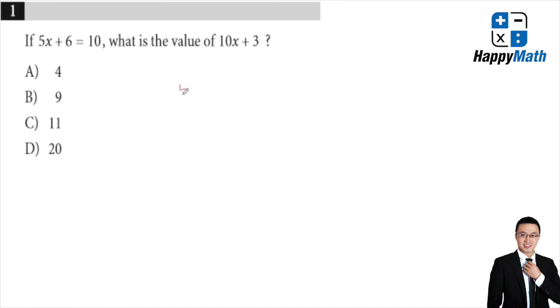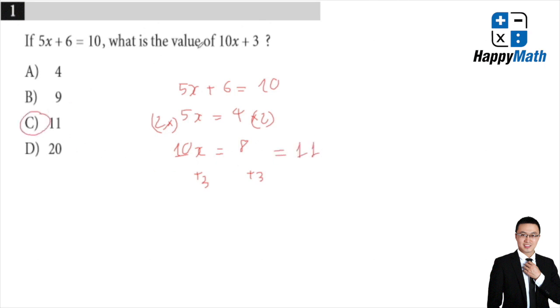The given in the question is 5x = 4. Double both sides of this equation and you get 10x = 8. Then add 3 to both sides, so you get 10x + 3, and the answer here is 11. So the answer for the first question is C.